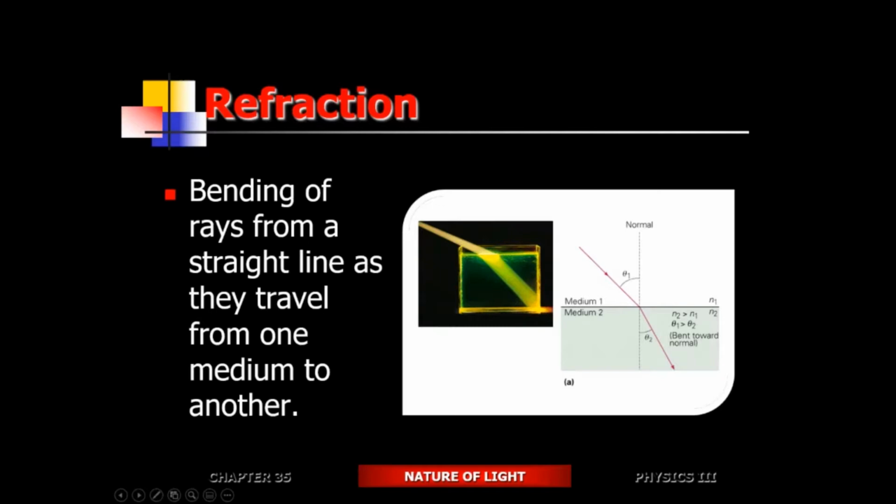When we say denser, we mean optically denser, in essence, whatever that means. It'll become clearer shortly. Every time the light changes medium, upon entering into an optically denser medium, it's going to bend towards the normal. This phenomenon is known as refraction, the bending of light rays from a straight line.